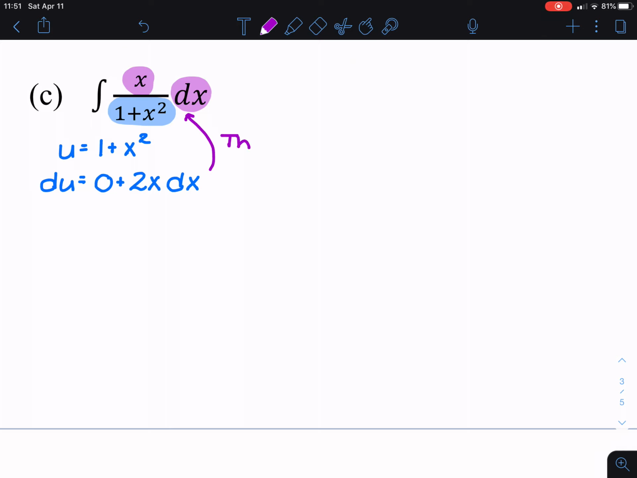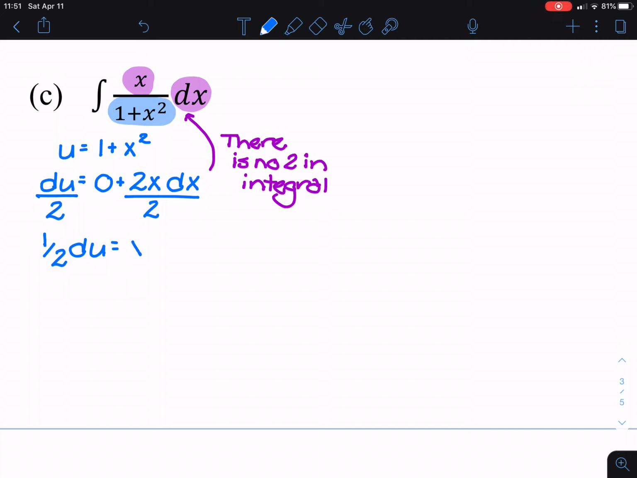So again, I have a case where I have a coefficient that doesn't show up in the integral. There is no 2 in the integral, so I have to get rid of it. The way that I do that is I'm just going to divide both sides by 2. So I wind up with 1/2 du is equal to x dx.